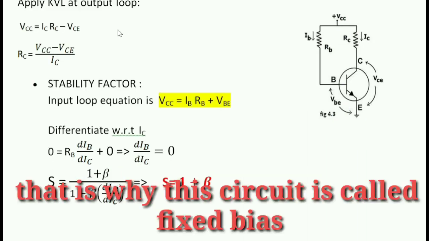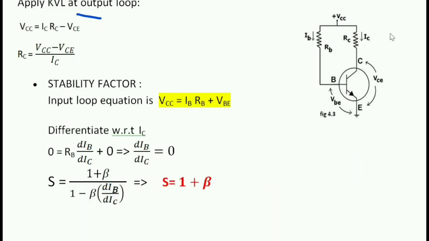Now apply KVL at the output loop. We have seen this as the output loop. If you observe here also, the voltage source is common. So the KVL will be VCC, the total voltage supplied, is equal to the voltage drop across the resistor RC, that is ICRC, and the voltage drop from collector to emitter.